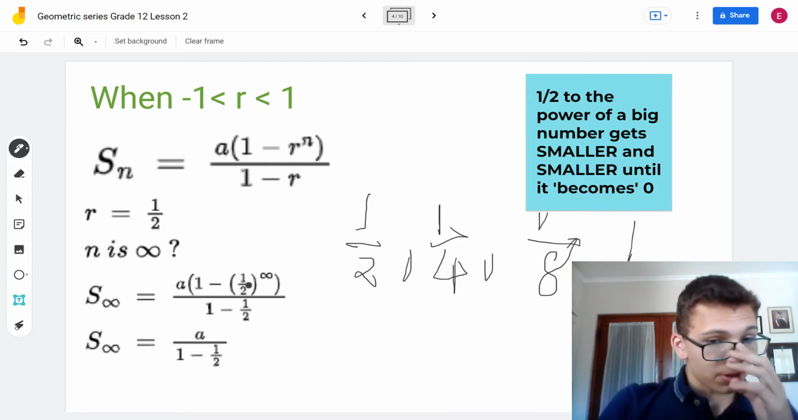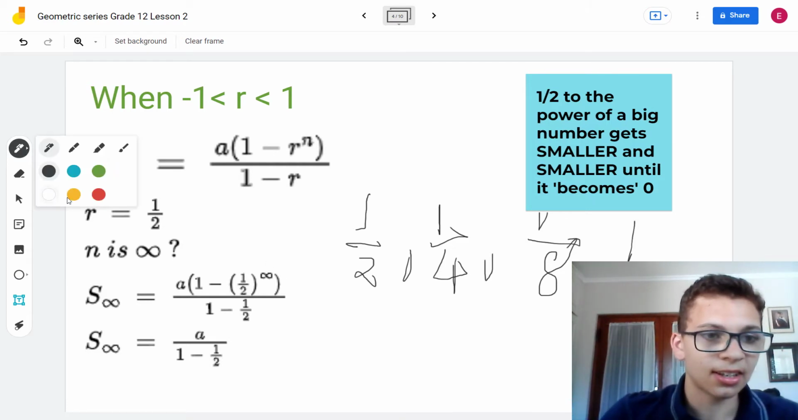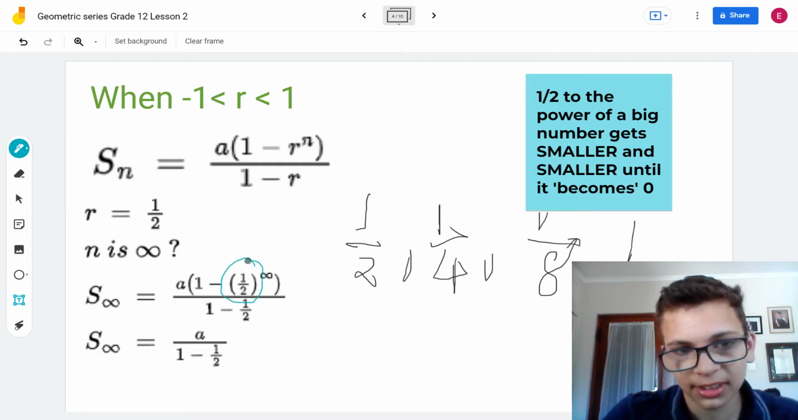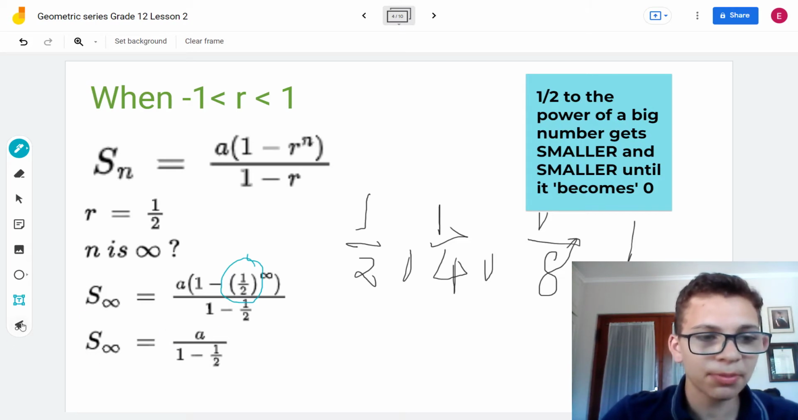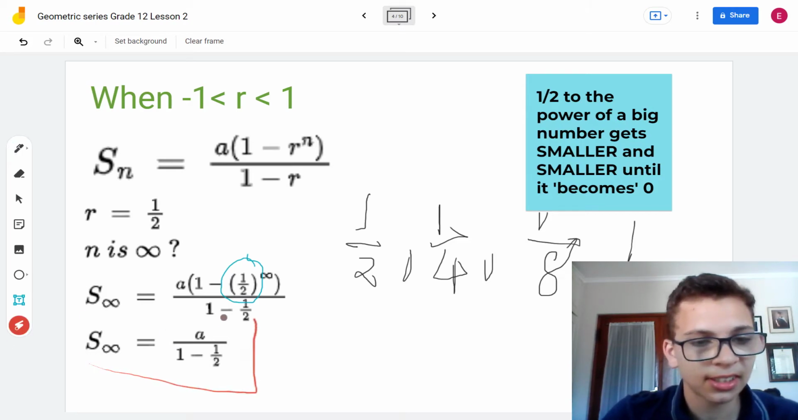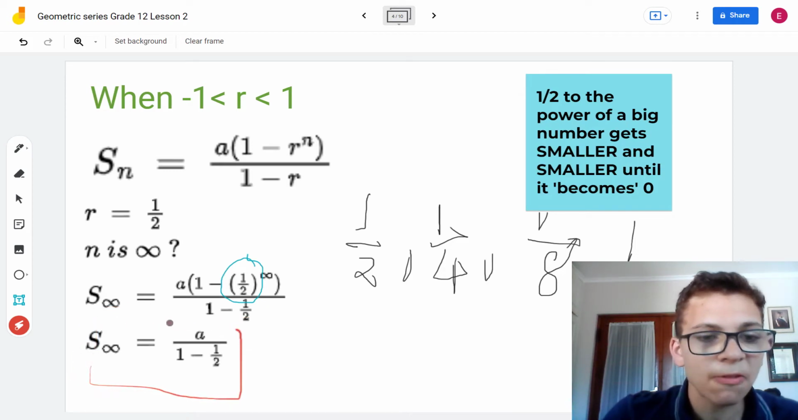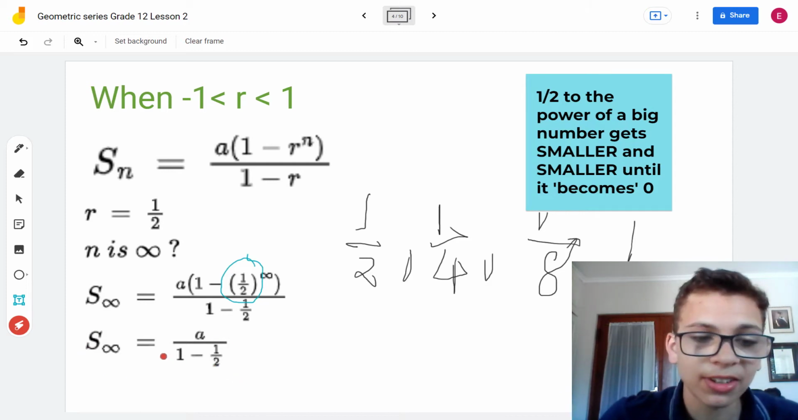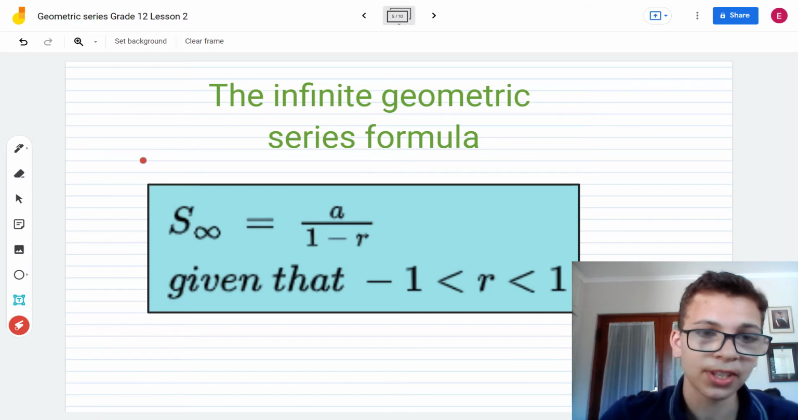So we're going to say a half to the power of infinity is pretty much 0. You can replace it with 0 and you get a times 1 over 1 minus a half. And that's pretty much our formula. S infinity equals a over 1 minus a half. Well, a half was our common ratio, our r. So we have S infinity equals a over 1 minus r. And that is our infinite geometric series formula.